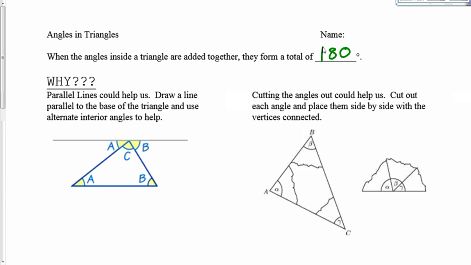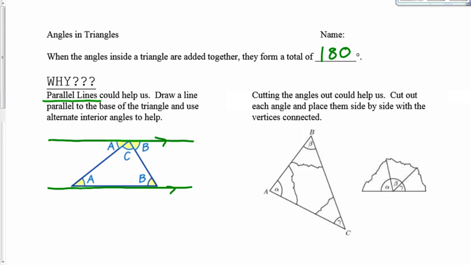Why? Well, there are two different ways that we can look to understand this concept. The first way would be by using parallel lines. We can draw a parallel line to the base of the triangle. So it's this line right here, and then we can also look at the line down here. We're telling you that those two are parallel. They will never cross each other.